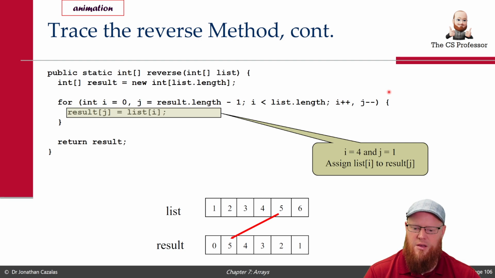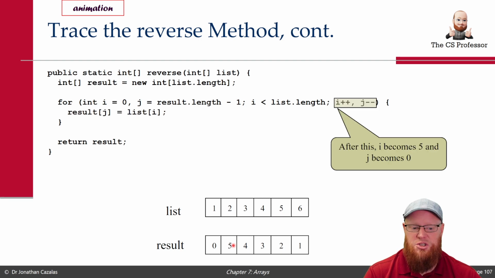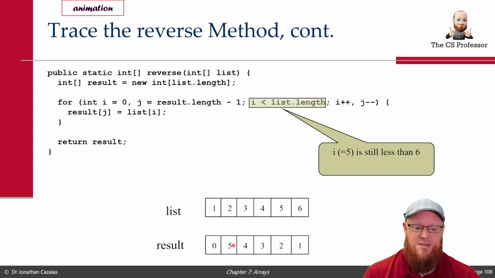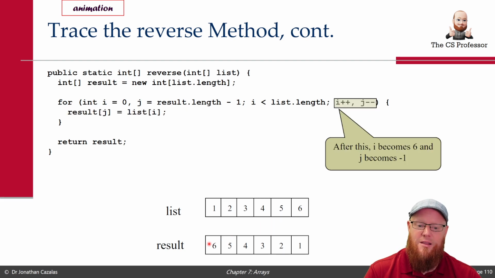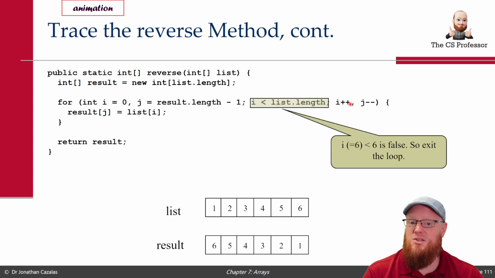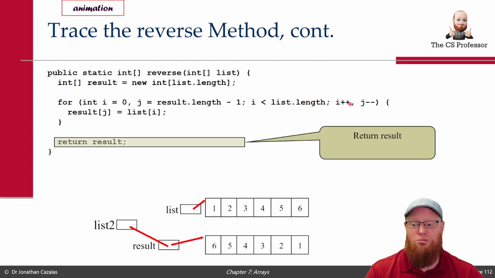Here we saved list at index 4 into result at index 1. i plus plus, j minus minus, i is 5, j is 0. i is 5, still less than 6. So we're going to save list at index 5 to result at index 0. That's now finally fully reversed. Here, when I do the i plus plus and j minus minus, i becomes 6. 6 is no longer less than the length. We're going to break out of the loop, and what happens?